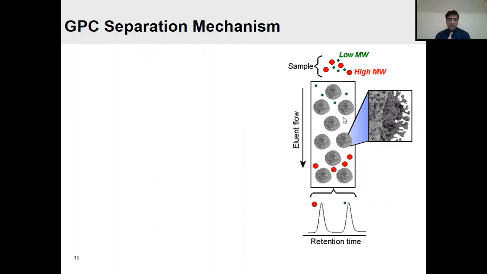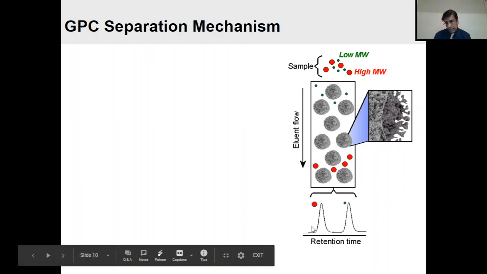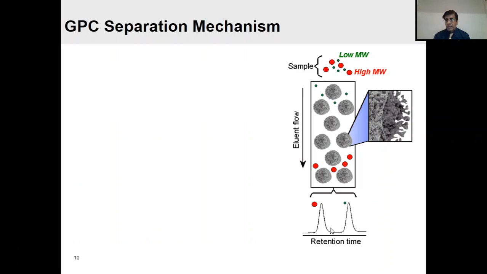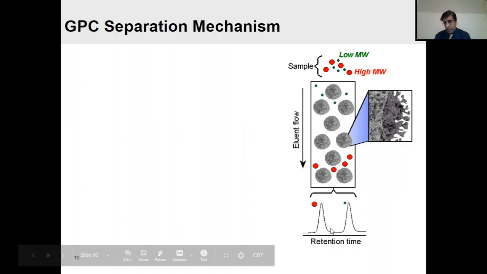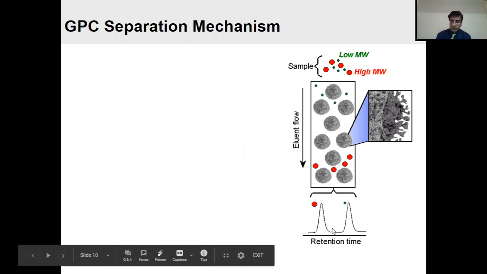The column is packed with pores. Since the high molecular weight cannot go inside the pores, it can pass through very quickly and come out earlier. So in this picture on the left, you can see that the detector shows a peak on the left, which is high molecular weight, so it comes first, which means it comes out a little bit earlier with a low retention time, or less amount of volume will be used.